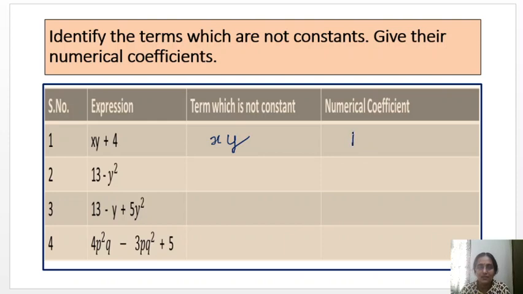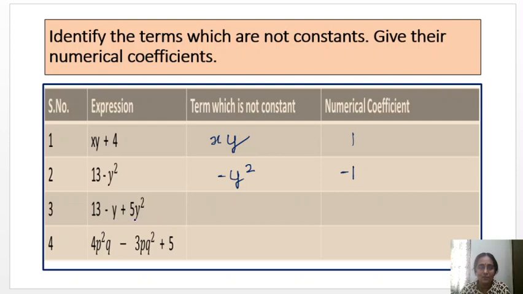Numerical coefficient here is 1. We need not write 1xy, so it is understood that it is multiplied by 1. Now 13 minus y square. Here minus y square is the non-constant term. Its numerical coefficient is minus 1. What are the terms here?